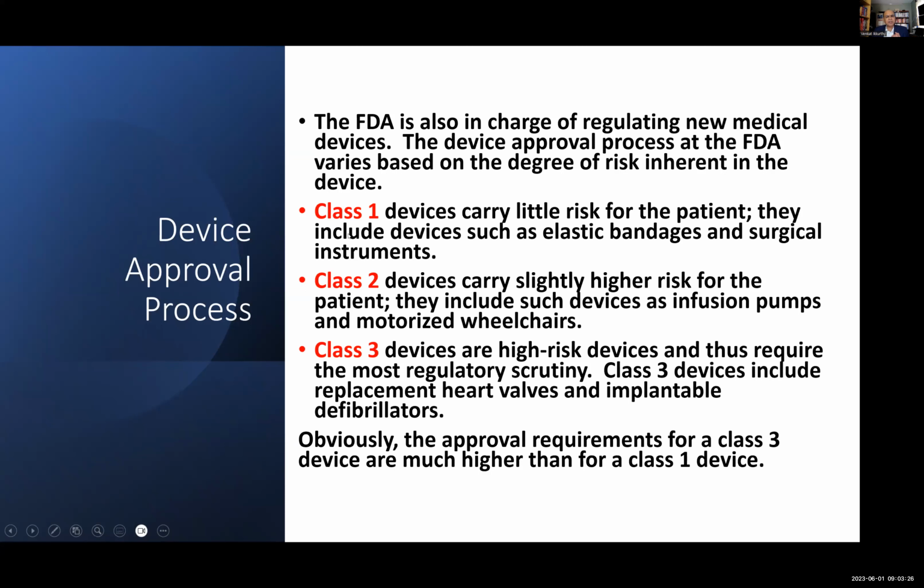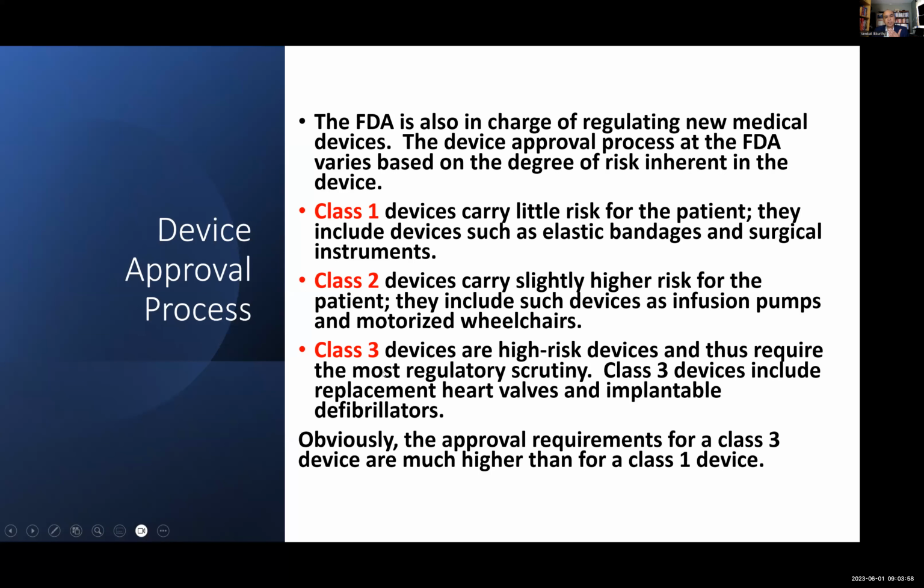What are class 1 devices? Class 1 devices are nothing but elastic bandages and surgical instruments. Class 2 devices are like infusion pumps and motorized wheelchairs. Class 3 devices mean replacement heart valves and implantable defibrillators. That means class 1 devices have less scrutiny and class 3 has more scrutiny. Obviously, the approval requirements for a class 3 device are much higher than for a class 1 device.